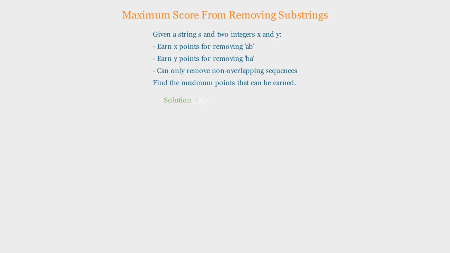Solution approach. 1. Use a greedy approach. 2. Prioritize the higher value operation. 3. Use a stack for efficient removal. 4. Handle the remaining substring. Now, let's examine the Java code that implements this solution. We'll go through each important part of the code.